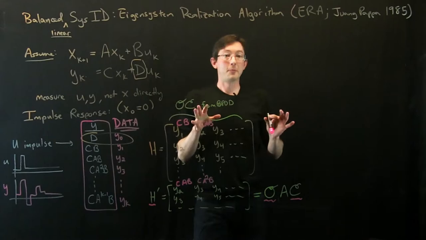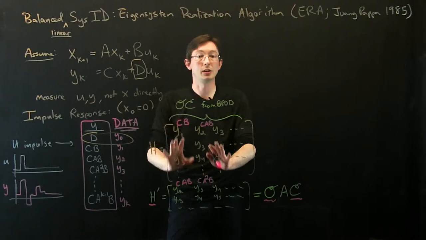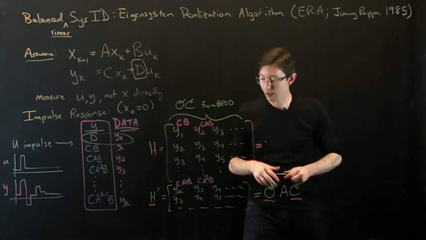Okay, I hope everyone's with me so far. We have data, we built a matrix, we built another matrix. That's all we've done so far. All of the other stuff is just the framing. I have data and I built H and H prime. That's step one. Well, step one is collect the data, step two is build H and H prime. Step three is take the singular value decomposition of H.